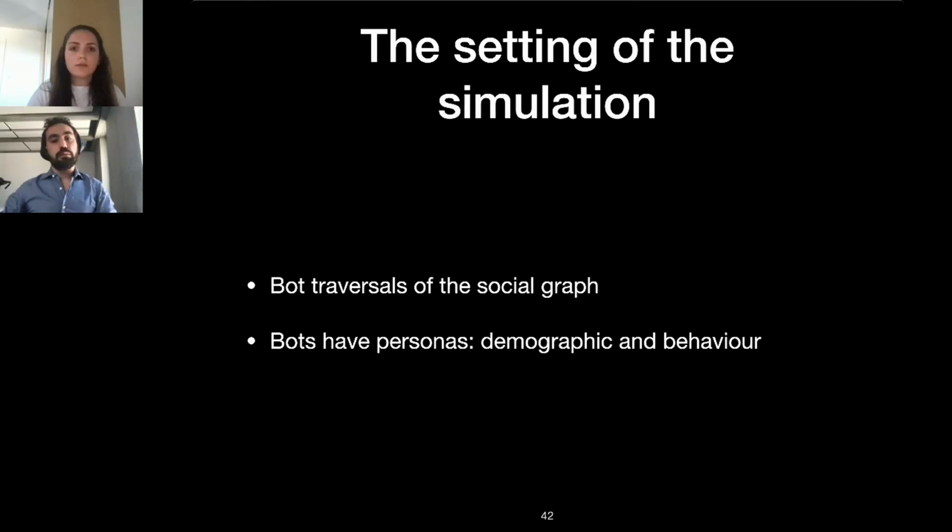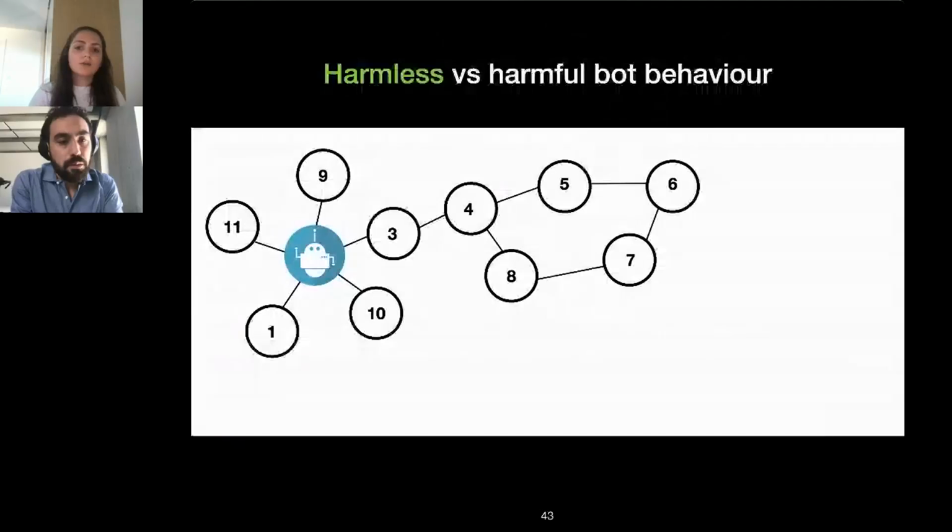So basically, let's not think about how we train the bot behavior, but just what they can actually do. If you talk about a bot that is harmless, they would be visiting the social graph without a specific intent.